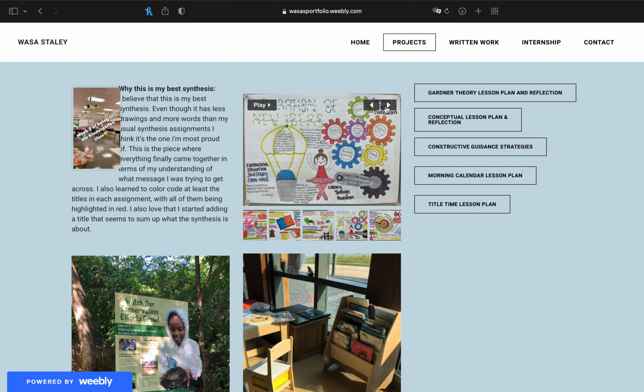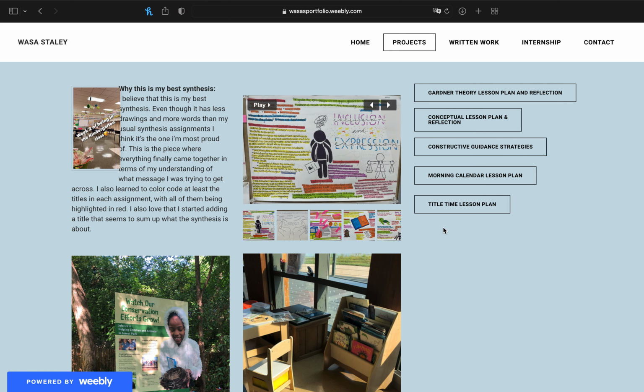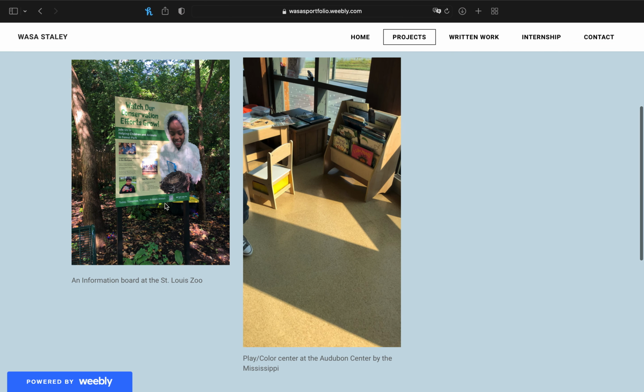I think they're in order, but I'm not too sure on that. What I have down here is this first picture, an information board at the St. Louis Zoo. That was one of the first field trips we took, and it was kind of just to show what more there is at a zoo than just animals, and how there's tons of information around, and it even has a QR code to take you online to learn more information.